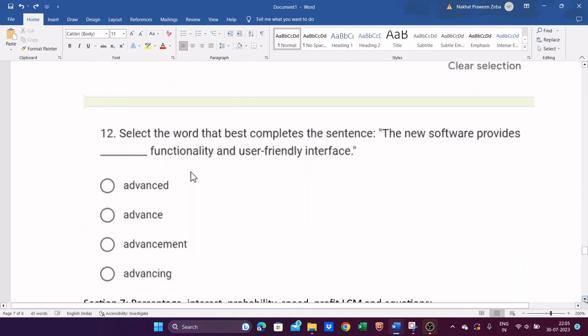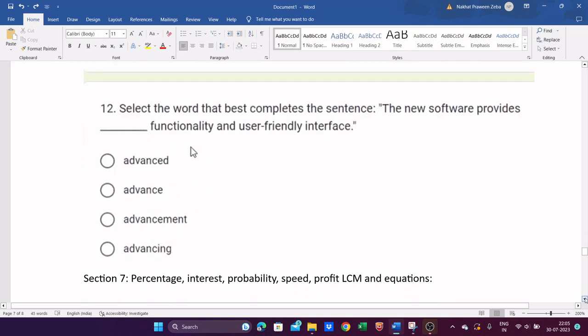Last question, number 12 of the verbal ability. Select the word that best completes the sentence. The new software provides dash functionality and user-friendly interface. The new software provides dash functionality.